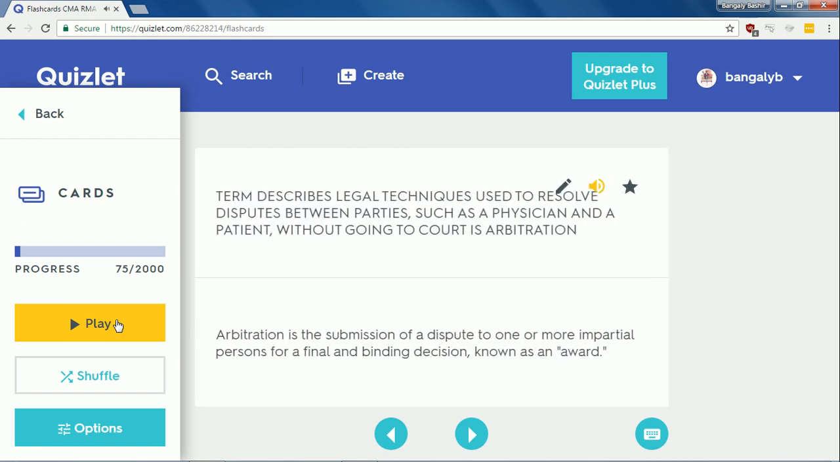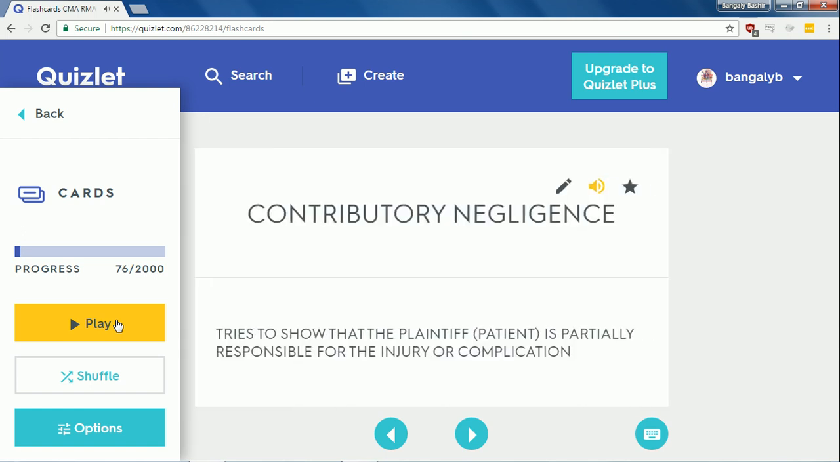Which term describes legal techniques used to resolve disputes between parties, such as a physician and a patient, without going to court? Arbitration. Arbitration is the submission of a dispute to one or more impartial persons for a final and binding decision, known as an award. Contributory negligence tries to show that the plaintiff is partially responsible for the injury or complication.